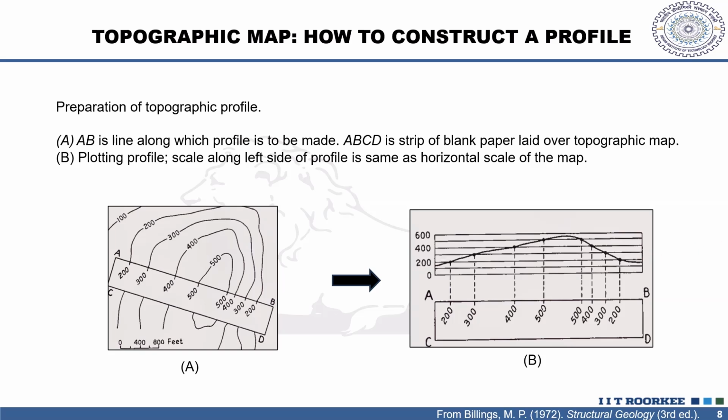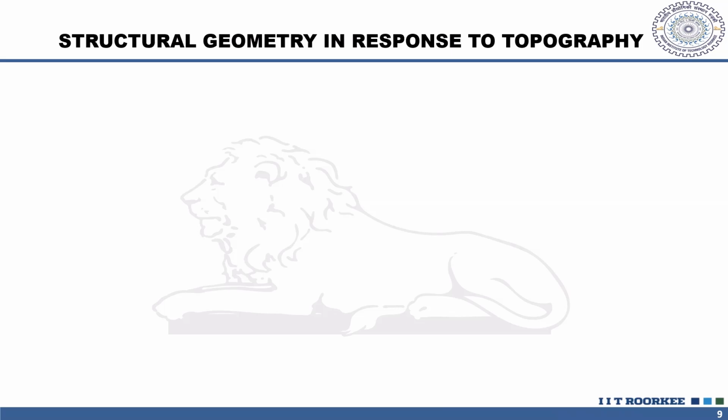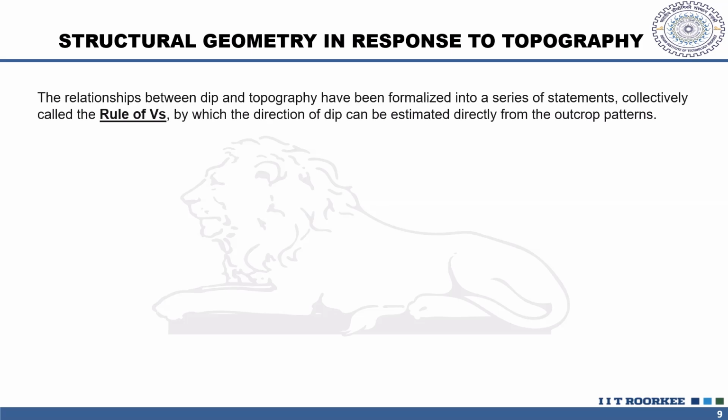Okay, moving further: structural geometry in response to topography. Here we will be discussing the rule of V's. The rule of V's helps us infer the dip directions of inclined layers from how they crop out around valleys and ridges. On this slide, we have several cases.